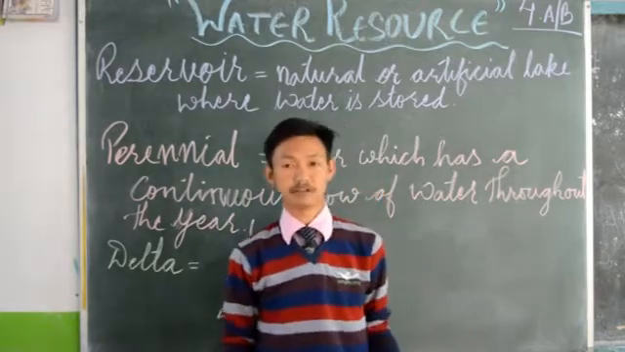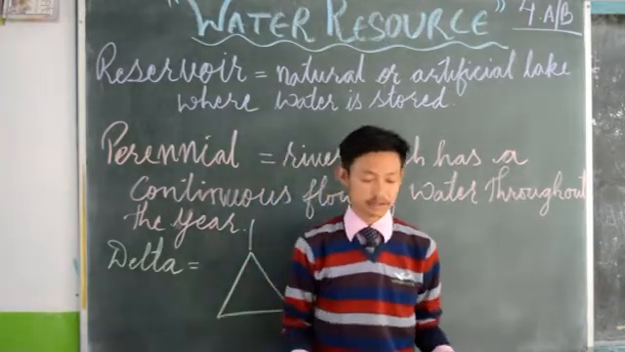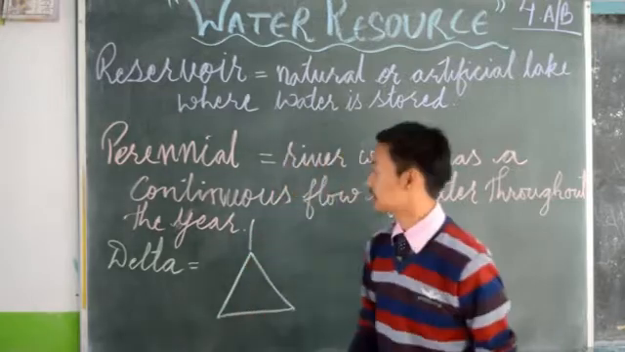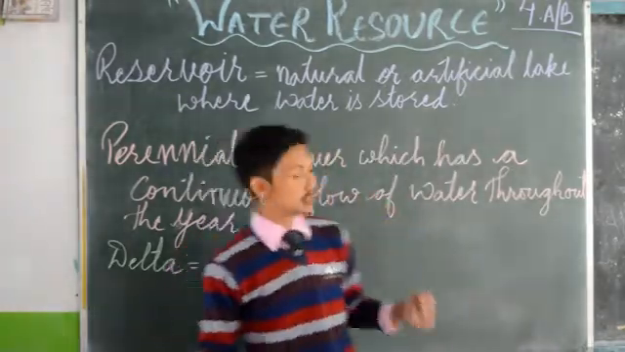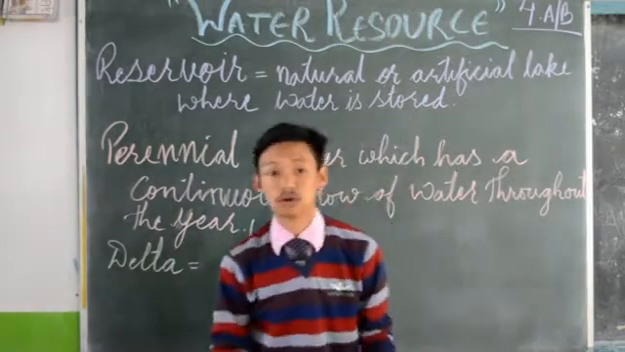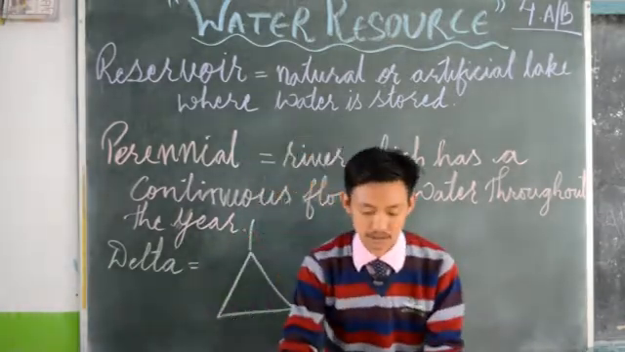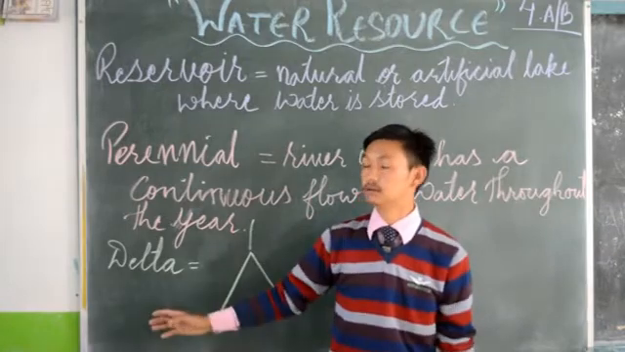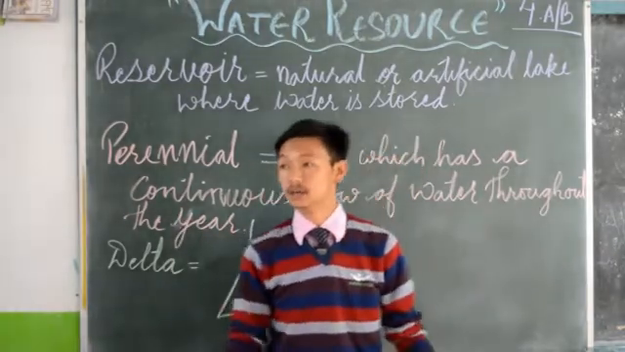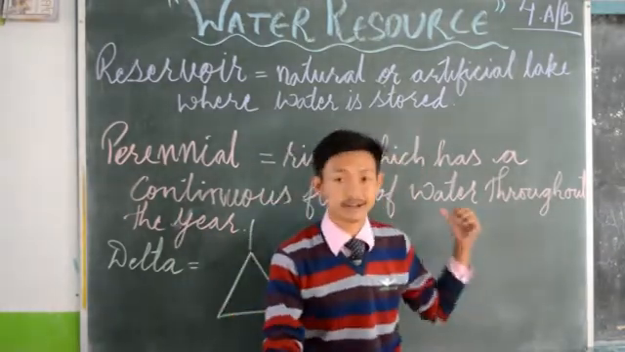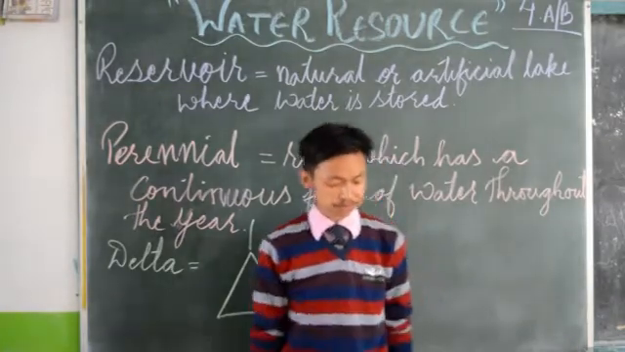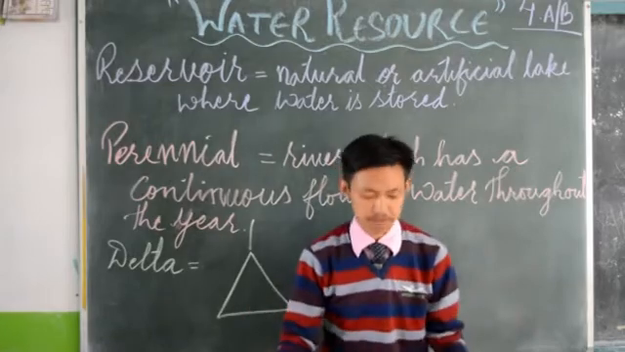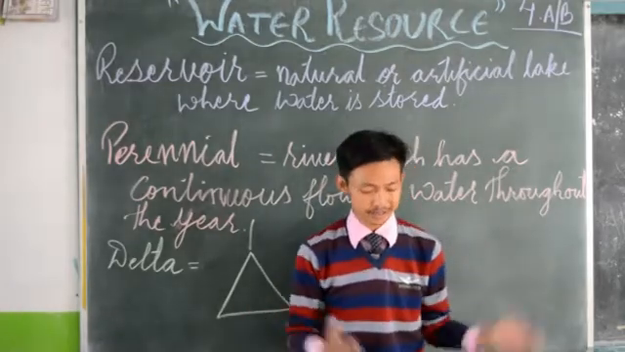So this type of river is called a seasonal river, whereas perennial rivers are the rivers which have continuous flowing water throughout the year. This type of perennial river has water throughout the year. So these are the two types of rivers: one is called seasonal, one is called perennial.